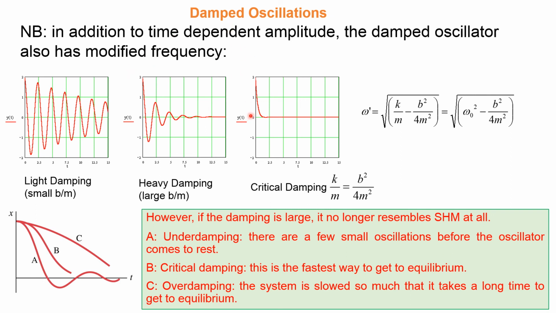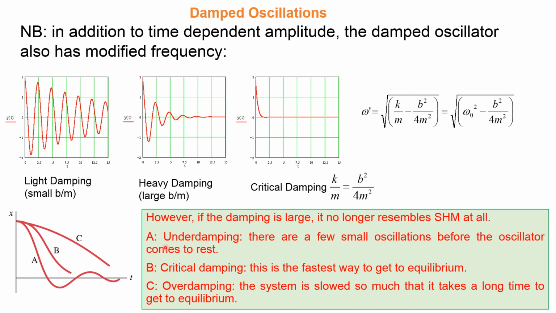Then there are types of damping. There is light damping, meaning small damping, when the damping coefficient is very small. There is heavy damping, where there is a large damping factor. And there is critical damping, which means that k over m, which is omega squared, equals b squared over 4m squared.